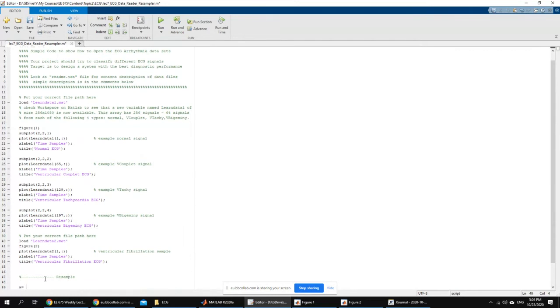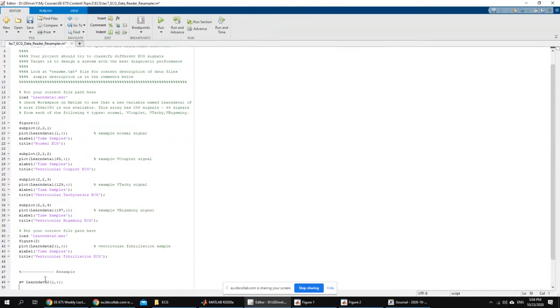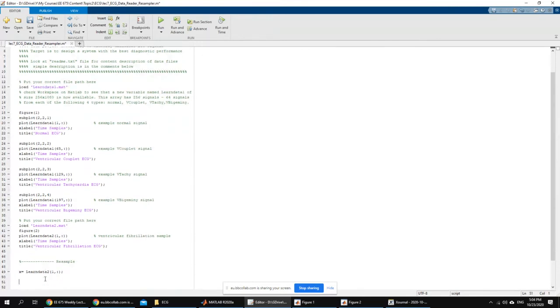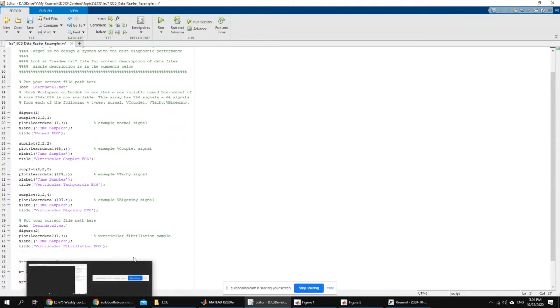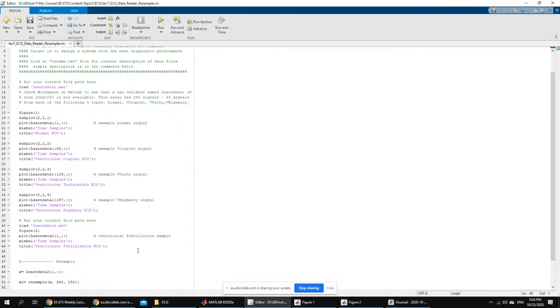I'm going to have X equal to this. This is the original signal that I have. The resampled signal XR will be equal to resample of X, 360 and 250. The original sampling rate is 250. I'm going to resample by a rate of 360 over 250, as if I'm multiplying the original sampling rate by this factor. It's easier to understand if you think that this is the new sampling rate, and this is the old sampling rate.